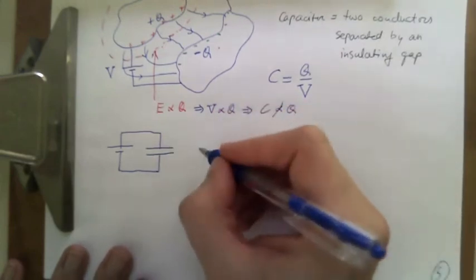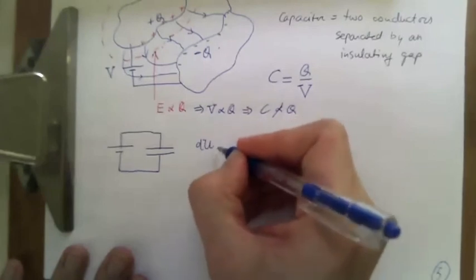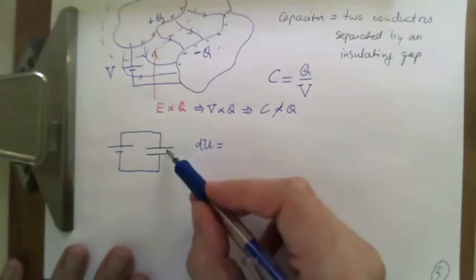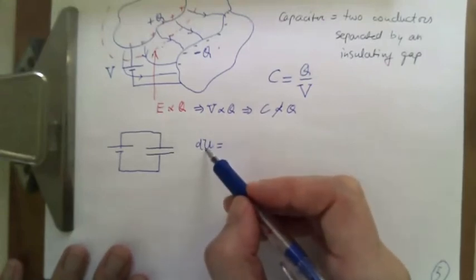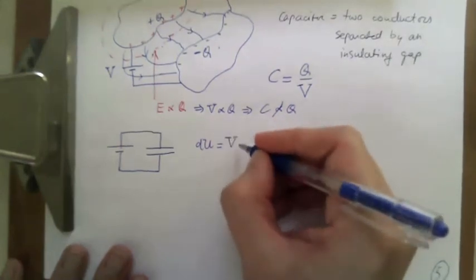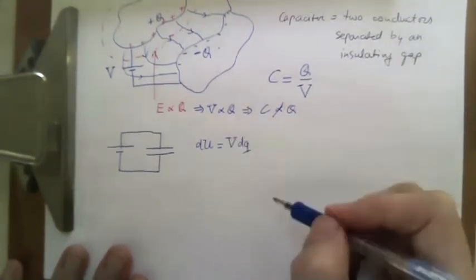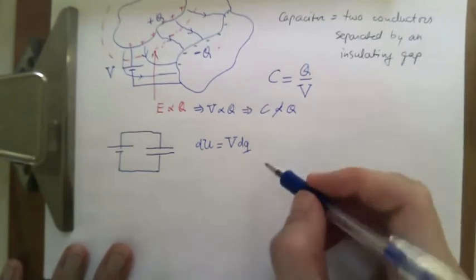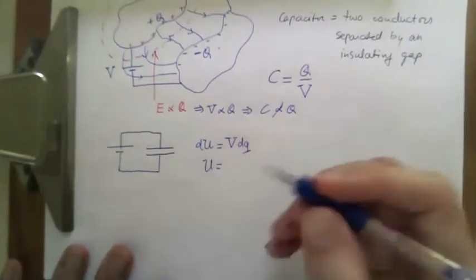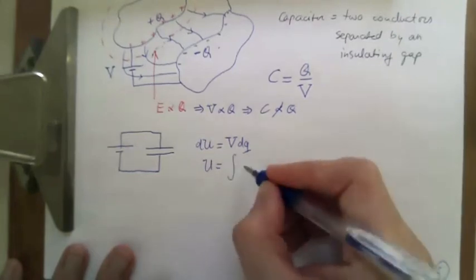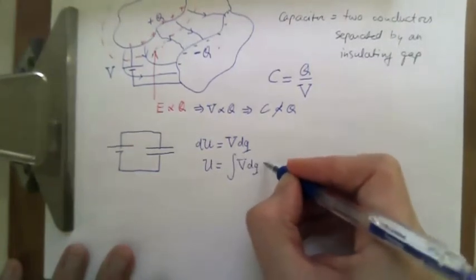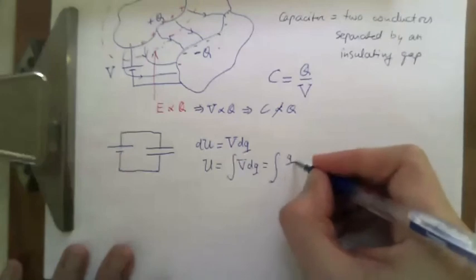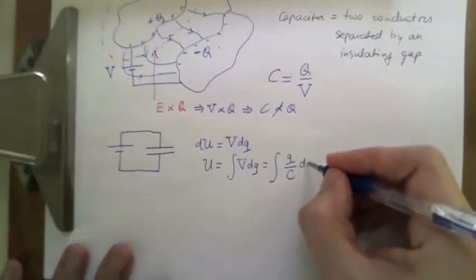Well, for any kind of incremental amount of potential energy, the increase in potential energy is going to be some infinitesimal dU, which is going to be V times dq, right? Because Q times V is U, so therefore V times dq is dU. So therefore, U, or the potential energy stored on a capacitor, would be the integral of V dq. Now V is Q over C, so I'm going to write it as little q over C dq.